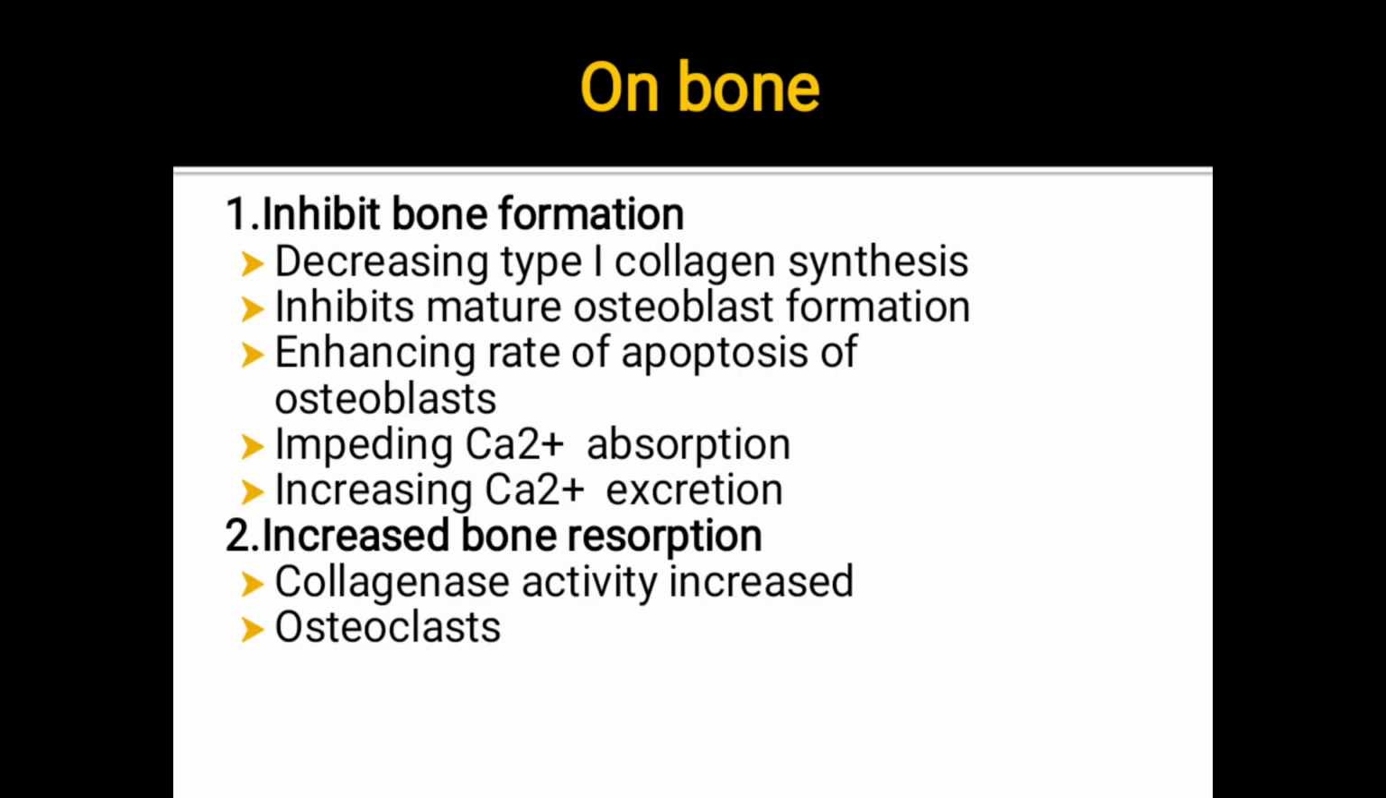Cortisol inhibits bone formation by various mechanisms. It decreases synthesis of collagen, type 1 collagen, which is the basic substance of the bone matrix. It also prevents the formation of the mature osteoblasts from the osteoprogenitor cells, and also enhances the rate of apoptosis of the already formed osteoblasts. It inhibits the calcium absorption from the gastrointestinal tract, and also enhances the calcium excretion in the urine.